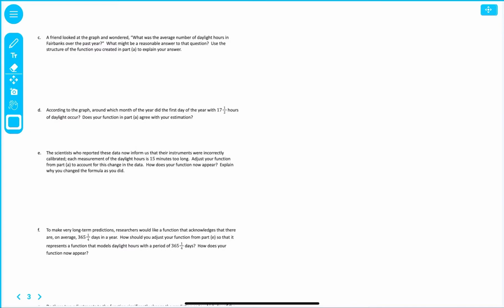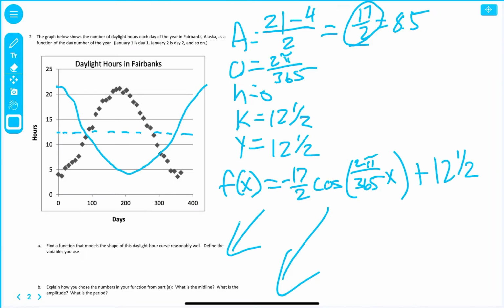A friend looked at a graph and wondered what was the average number of daylight hours in Fairbanks over the past year. What might be a reasonable answer to that question? Use the structure of the function that you created in part A to explain your answer. Okay, so if we're looking at that graph again, what could you possibly say is the average hours?